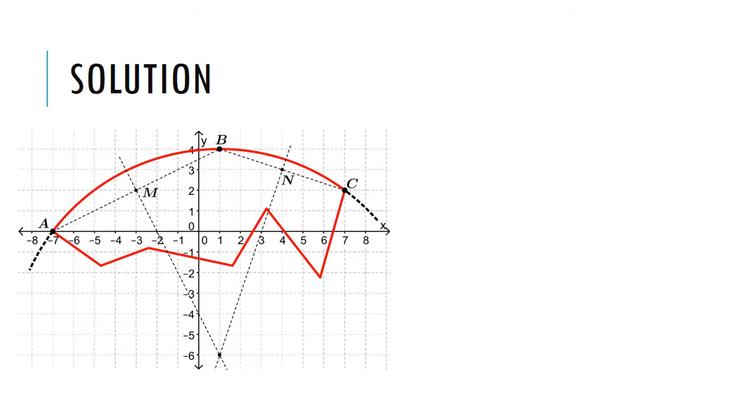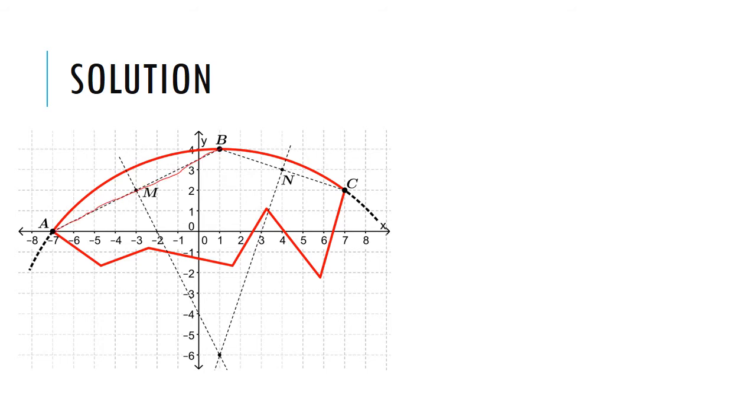To solve this, we have to recall some properties of the circle. A, B, C are along the circle, on the circumference of the circle. And if we connect A and B, we will generate a chord, right? So we have chord AB here.